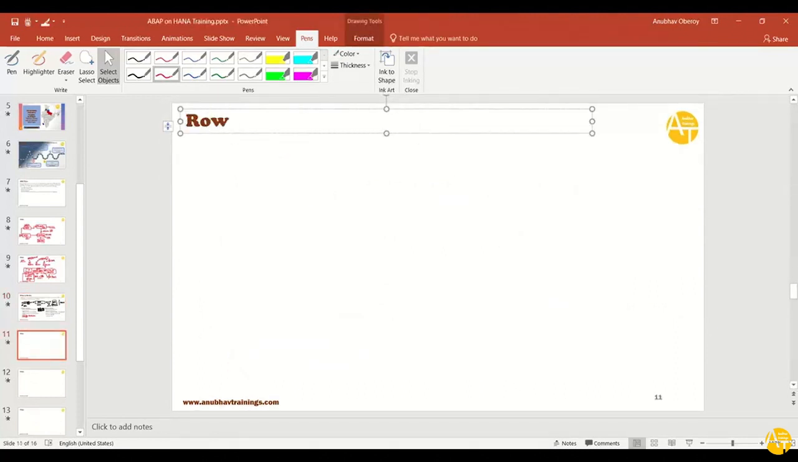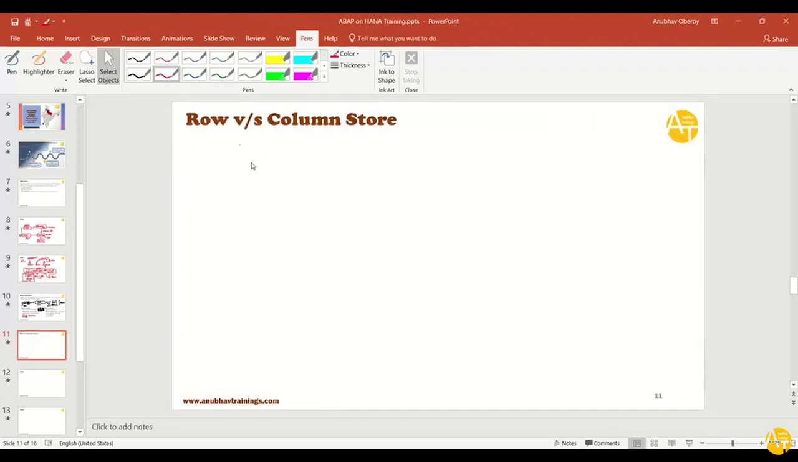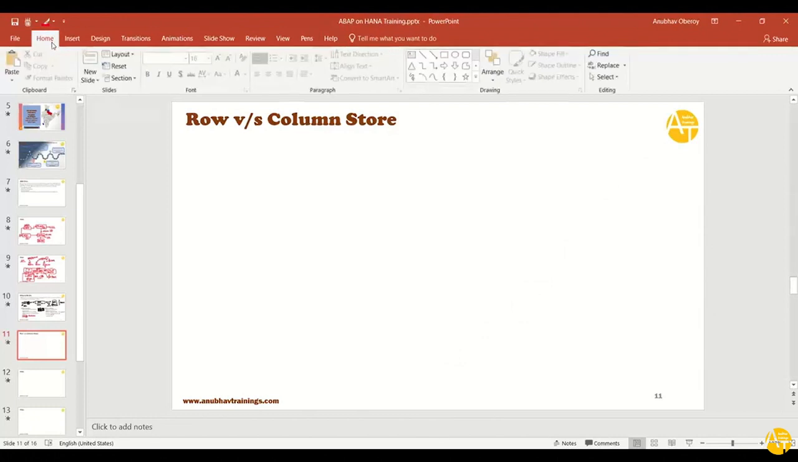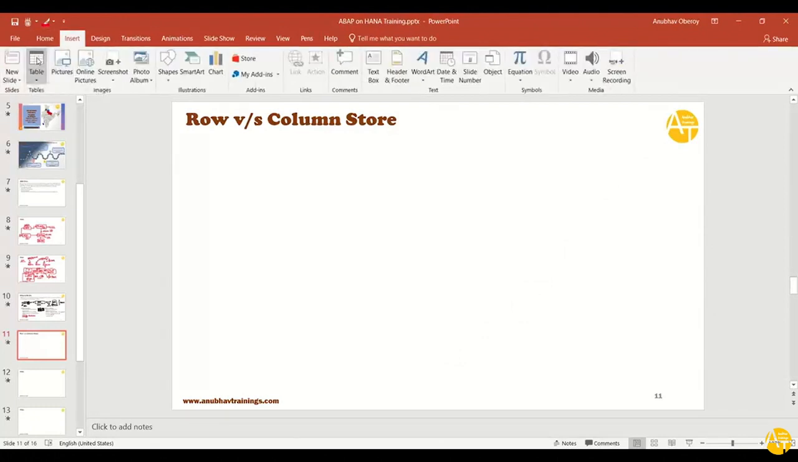So the first is called row versus column store. Let's understand what is row versus column store. Let's take a simple example of real-time data. I will assume that my company has lots of sales data in the system.